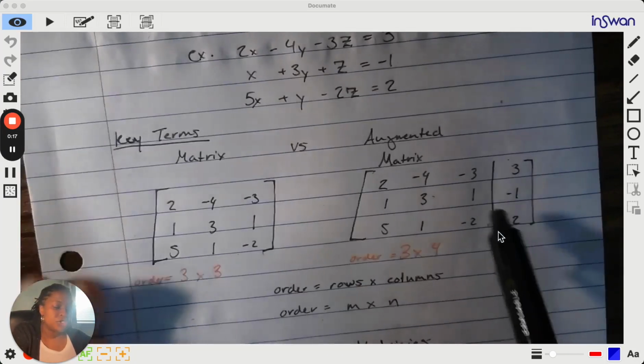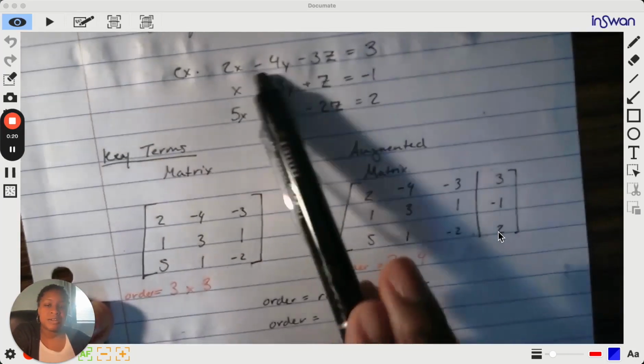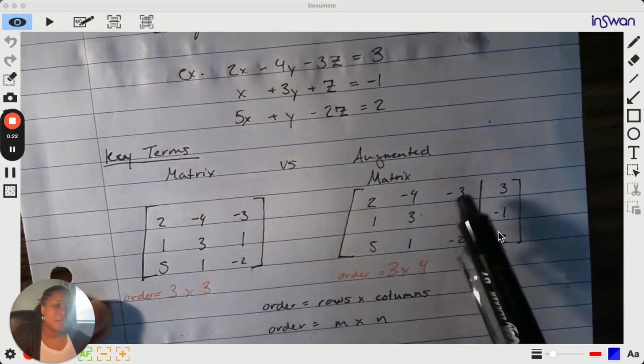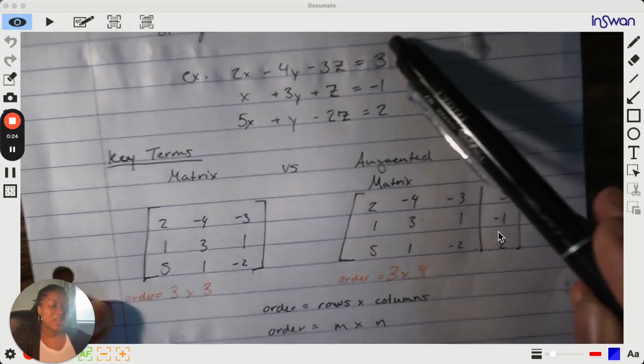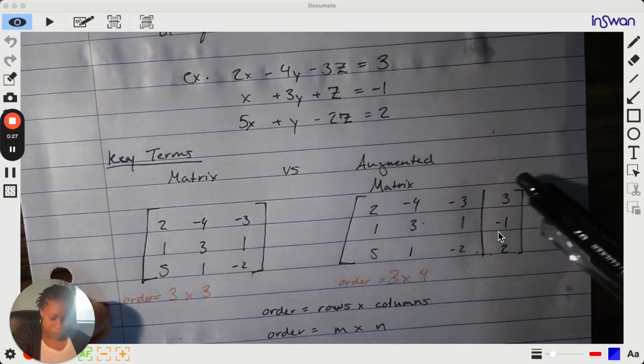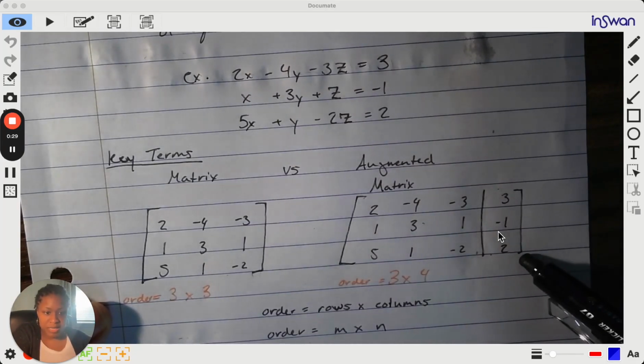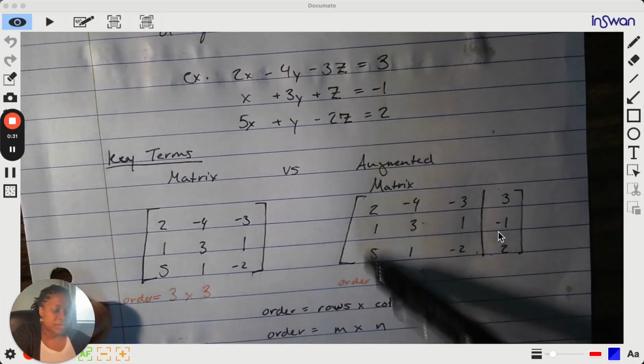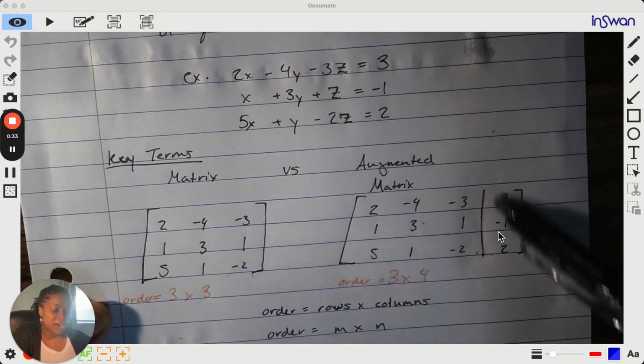So what we're going to do is take our coefficients that are in front of these variables, line them up into columns, and also take our constants and place them into a matrix. Each of them forms their own column. So this is X, Y, Z, and our constants.